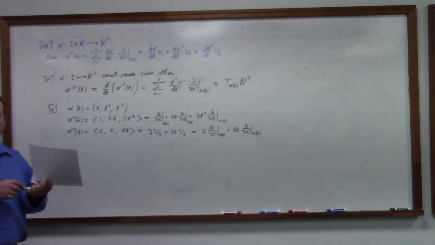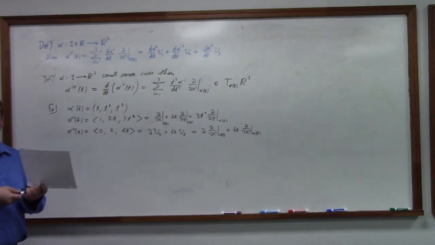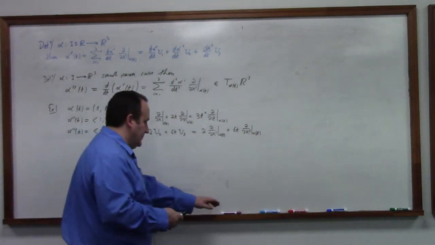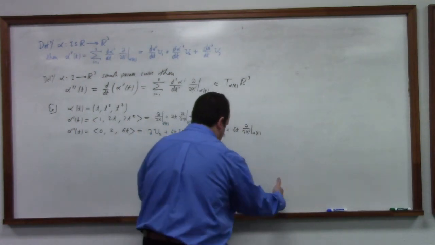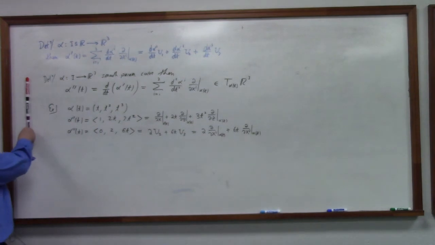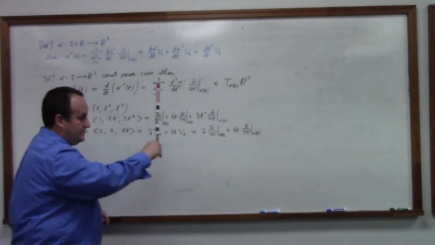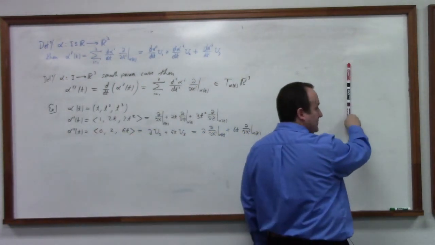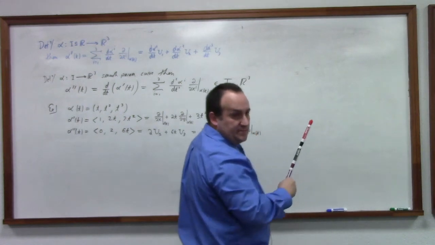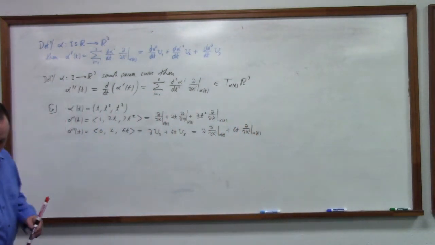We use distant parallelism all the time to move vectors around in Rn. This is parallel transport. I can attach this vector here like so, or I can attach it over here like so. Those vectors are distantly parallel. They have the same direction, they're just attached at different points. All right?